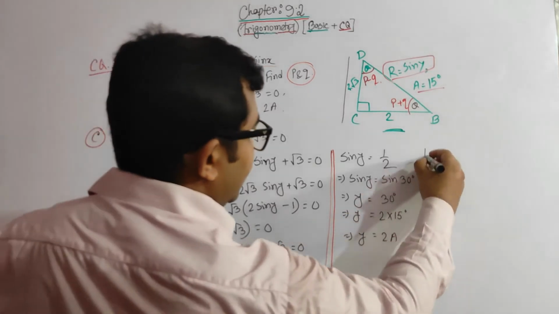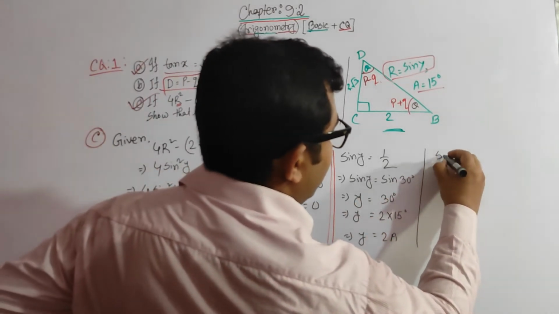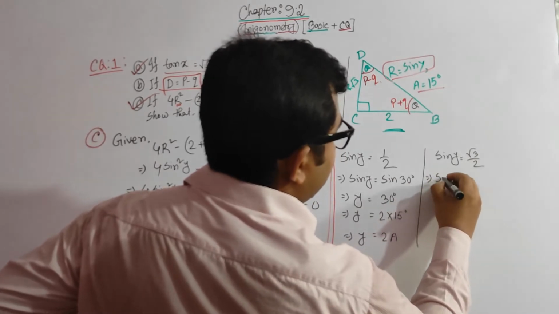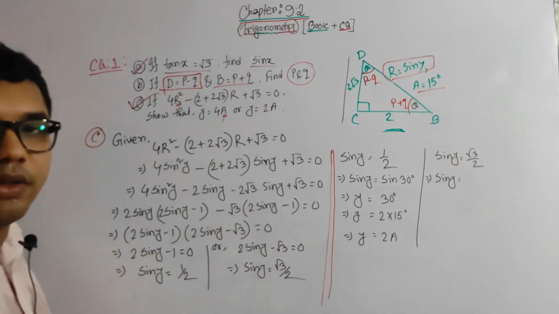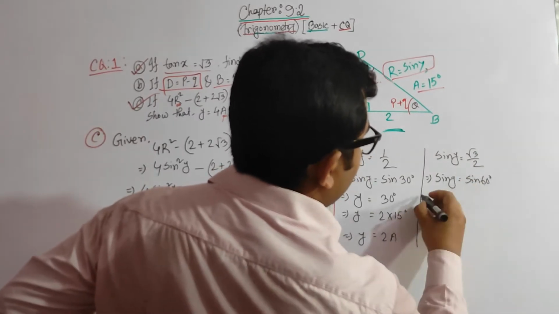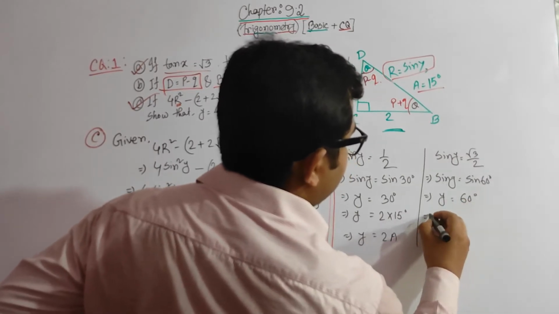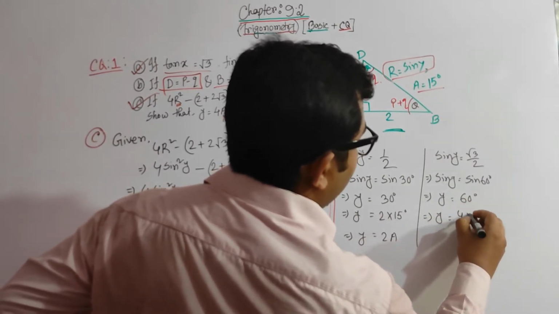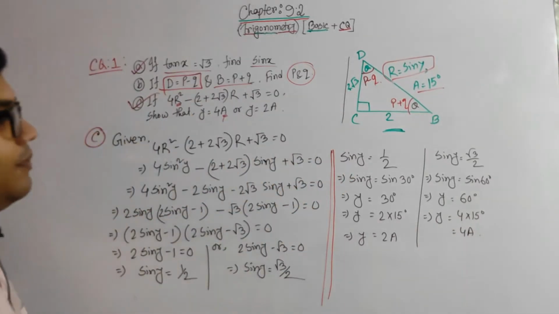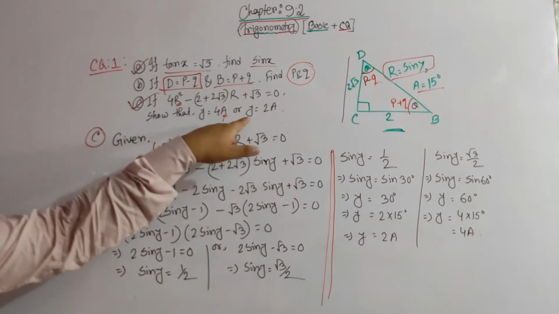Another thing was given: sine y equals root 3 by 2. That means sine y equals sine 60 degrees, so y equals 60 degrees, and 60 degrees comes from 4 into 15 degrees, which we can write as 4a. So we have to show that y equals 4a and y equals 2a.